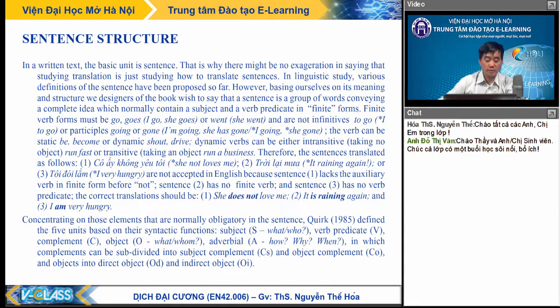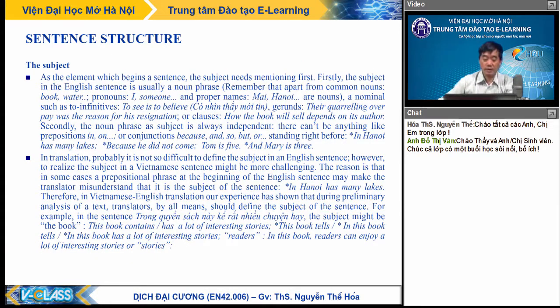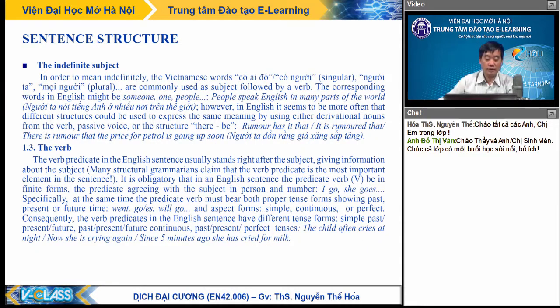And next we have sentence structures. Mostly the common form is subject and verb. And sometimes we have subject, verb, and object. Here we have several sentence structures: SV, SVC, SVA, SVO, SVOC, etc. Another feature is the subject. The subject can be a noun, a pronoun, a phrase, or even a clause. And sometimes we have an indefinite subject, for example someone, somebody. It is called indefinite because we are not clear about this.